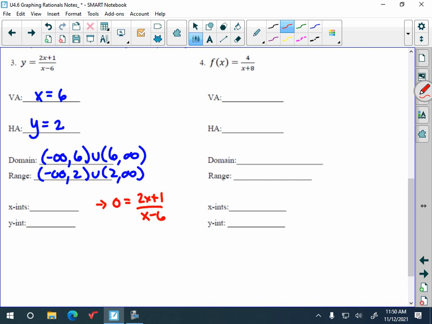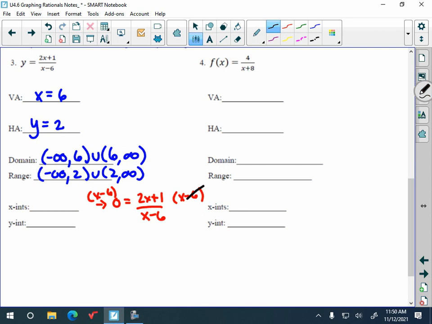So we're solving a rational equation, and so we use LCDs when we're solving. What would the lowest common denominator be? What would cancel the denominator out? x minus 6. That's our LCD. So we multiply both sides by x minus 6.